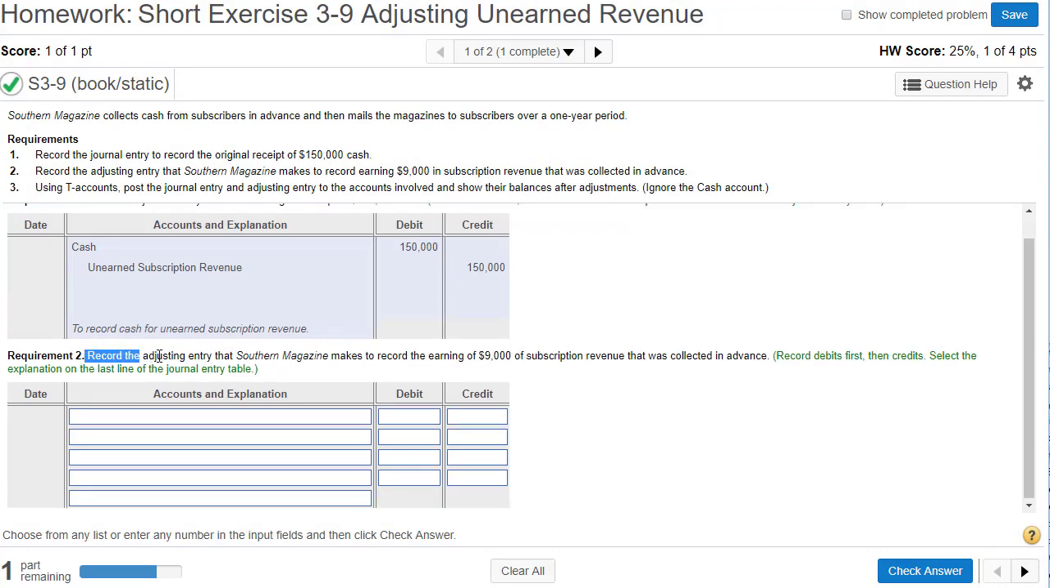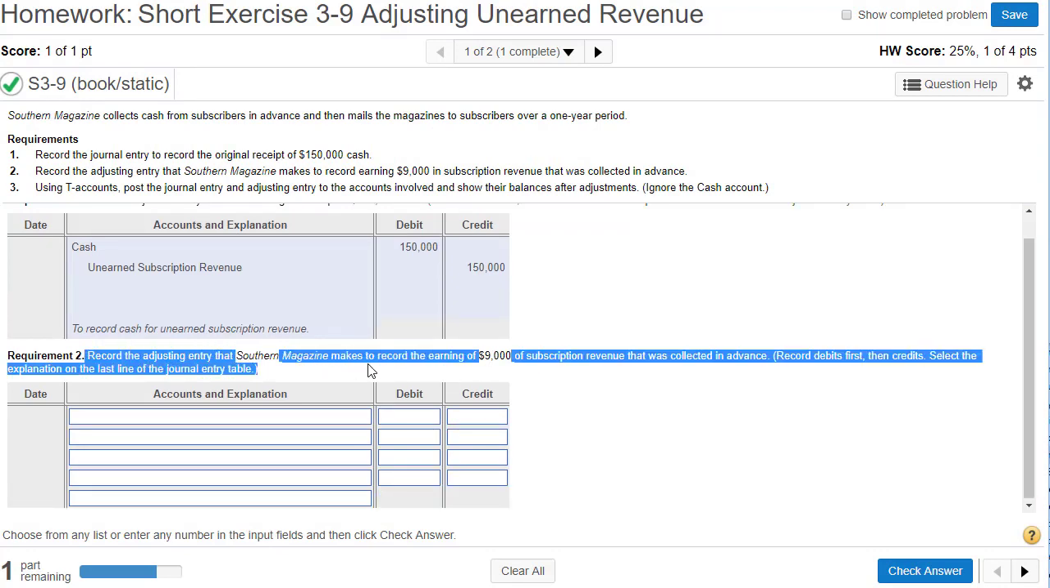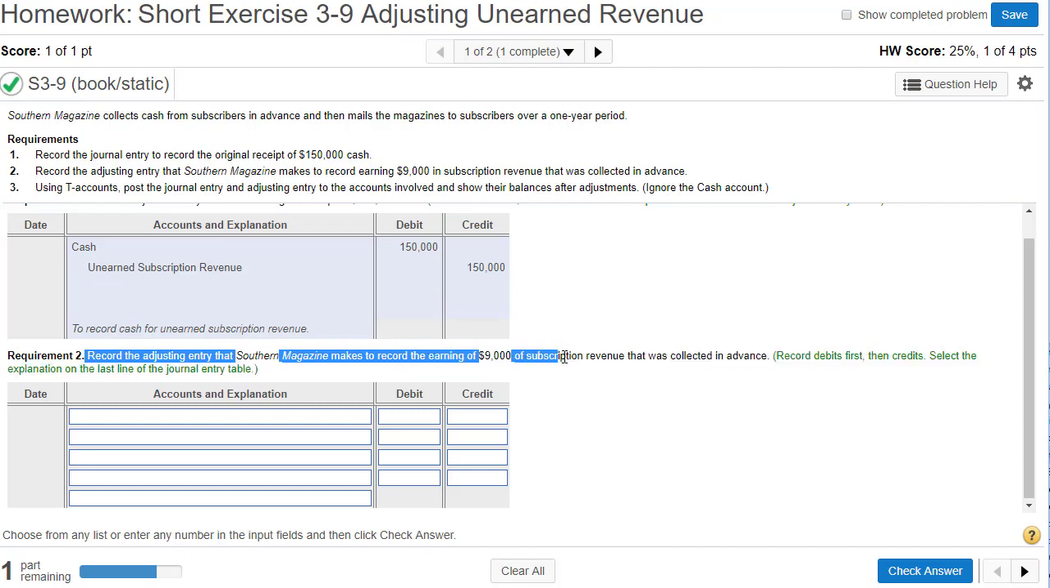Requirement 2, record the adjusting entry that Southern Magazine makes to record the earning of $9,000 of subscription revenue that was collected in advance. So what's happening now is it is later. We don't know the exact date because for some reason they're not giving it to us. But we sent out some of the issues of the magazine. In fact, $9,000 worth. So we have to have a debit of $9,000 and a credit of $9,000.